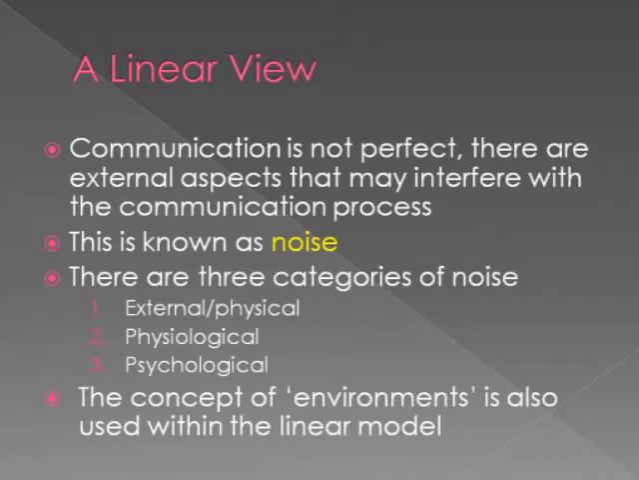Communication is not perfect. There are external aspects that may interfere with the communication process. This is known as noise. There are three different categories of noise: external, physiological, and psychological. Now let's look at these individually. External noise, for example, includes loud music and language barriers. This type of noise can affect any part of the linear model.